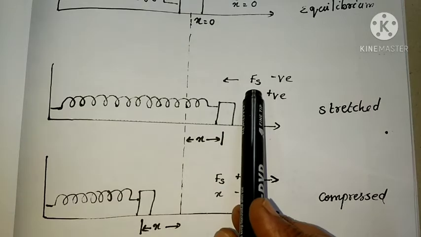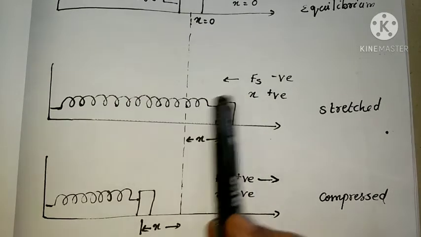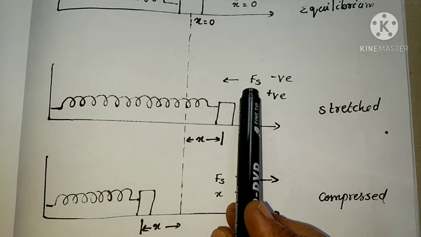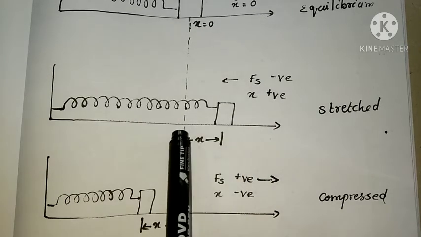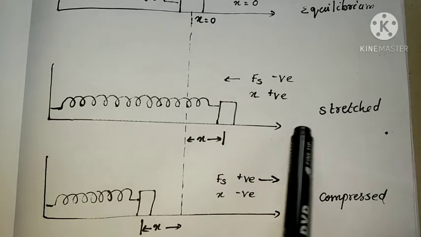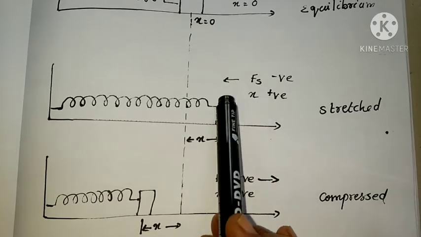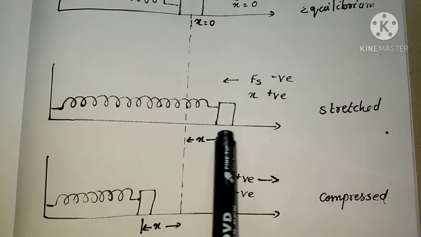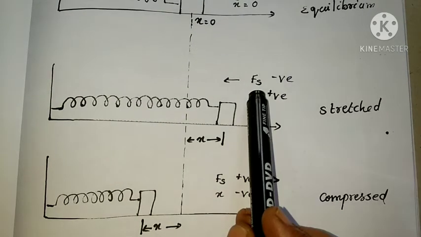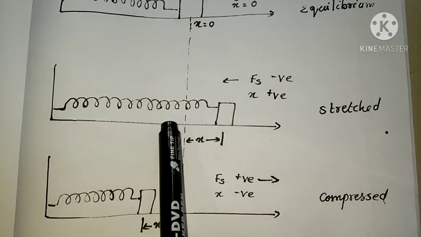So the spring force is the restoring force. This spring force has a tendency to bring the spring to its equilibrium position. So the applied force is in the positive direction, the spring force is in the negative direction. So the displacement x is in the positive direction, Fs is in the negative direction.